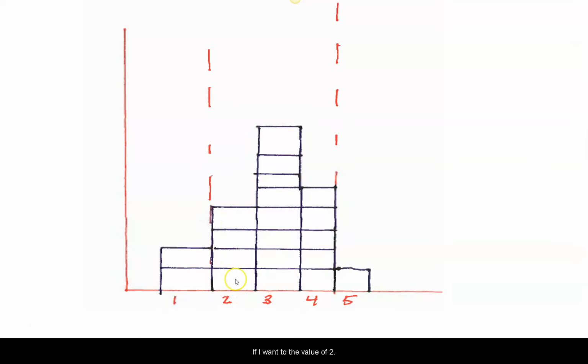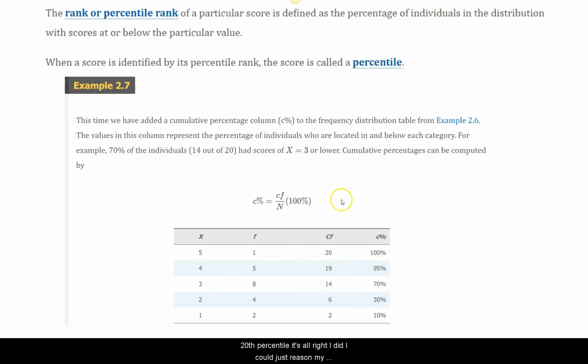If I went to a value of 2 and split this column right here, I'd have a whole box, a half, a half, a half, a half, because I'm splitting the column where 2 is. A whole plus a half plus a half plus a half plus a half. And what is 2 wholes plus 4 halves? Isn't that 4? Sure. And what's 4 over 20 if I'm considering the scores that are less than or equal to 2.0 right in the middle? Of course, 4 over 20 is the 20th percentile. And so I could just reason my way through it in an easy one like that.